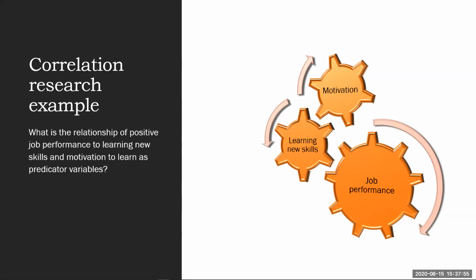Same thing could be said with student performance in class. If you replace job performance with student success, could tie into their learning of new skills in the classroom or learning of content, and that could tie into motivation. There's lots of different ways that you can fit these variables together to try to predict positive outcomes.